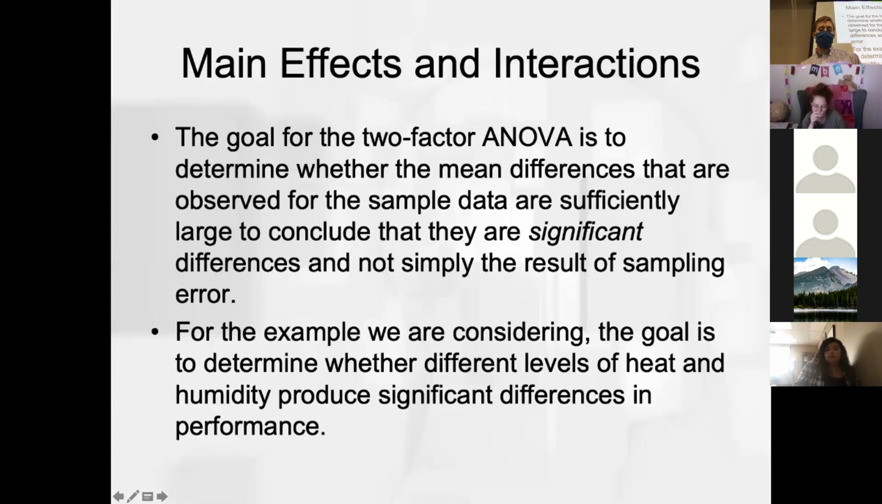So again, as with everything we've done so far, the goal for this two-factor ANOVA is to determine whether the mean differences that are observed for the sample data are sufficiently large to conclude that they're significant differences and not simply the result of sampling error, right? We're always going to find differences between groups. We want to know if those differences are statistically significant.